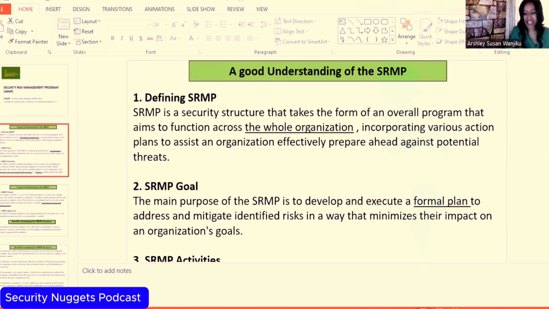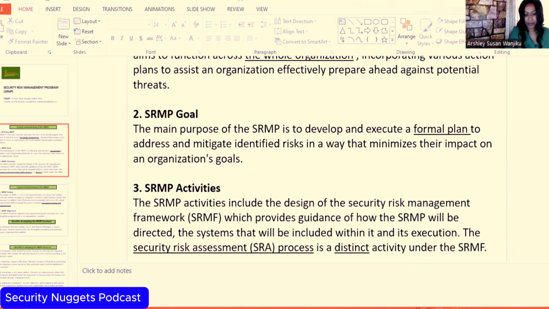What is its intention? Having a clear policy that is well defined and articulated is the first step towards giving the direction of the security risk management program moving forward for any business organization adopting the SRMP. On point 3, we need to understand the security risk management program activities. What are the core activities?